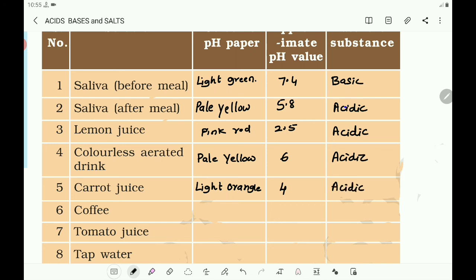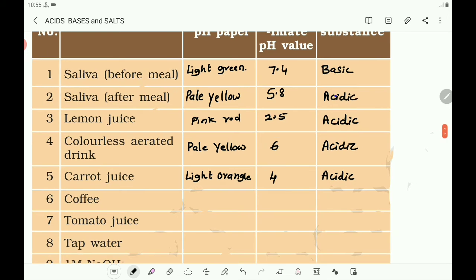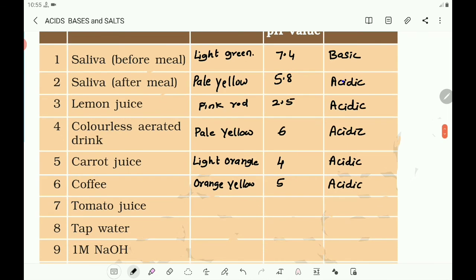Then you take coffee. The color of the pH paper in coffee is orange yellow, and the approximate pH value is 5. Then it is also acidic in nature, as it is less than 7. Next, tomato juice. In tomato juice the color of the pH paper is dark orange, and its pH value is 4.1, and it is less than 7, so it is also acidic in nature.